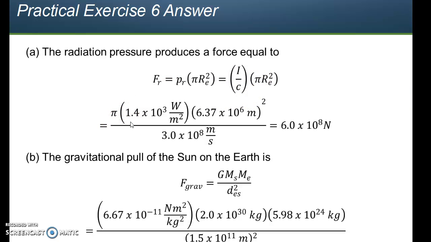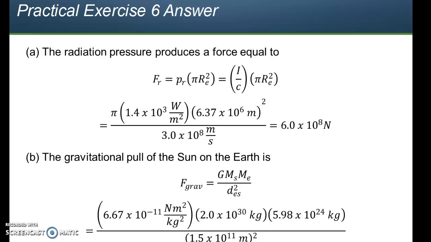Intensity is 1.4 times 10 to the third watts per square meter. The radius of the Earth, 6.37 times 10 to the 6th meters squared. And then the speed of light, 3.0 times 10 to the 8th meters per second. I get 59.46 times 10 to the 7th newtons, or actually 5.9. It's 59.46. You should not round 46 up to 60, right? So it should be 5.9 times 10 to the 8th newtons.